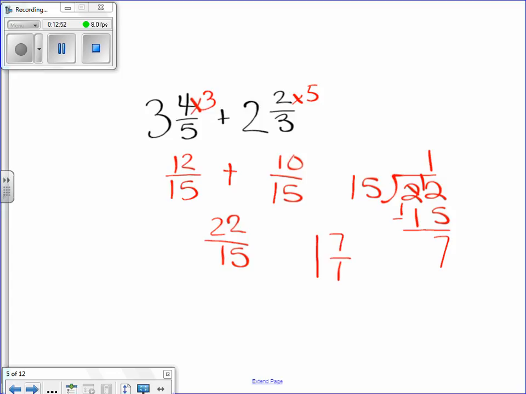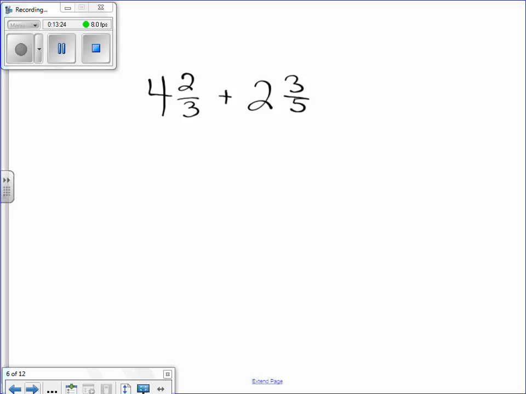One and 7/15 is not the answer, because I have 3 plus 2, which is 5, and 1, so I got 6. So it's 6 and 7/15. You got it right? Yay! 6 and 7/15? You wrote it down.